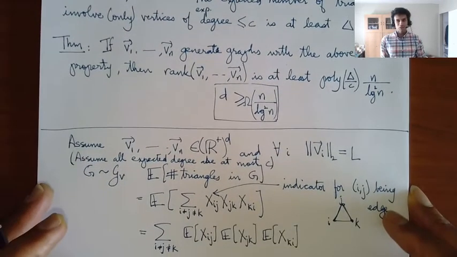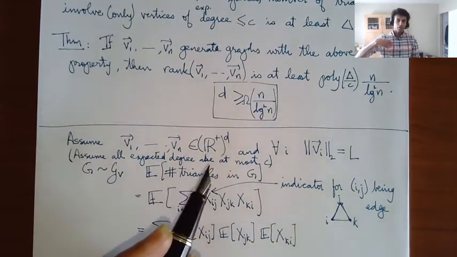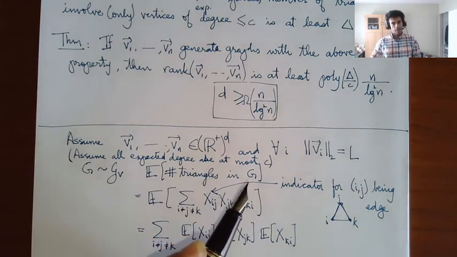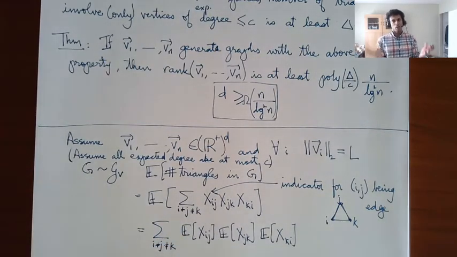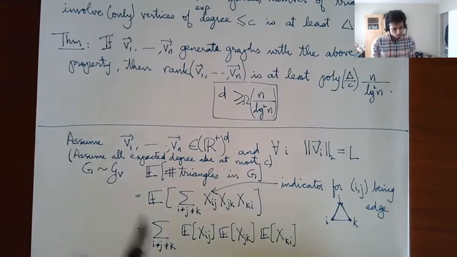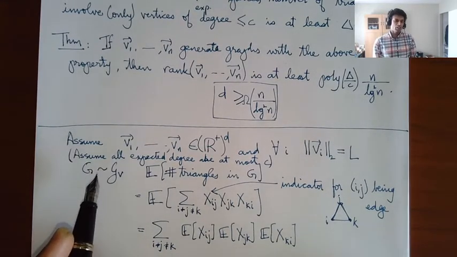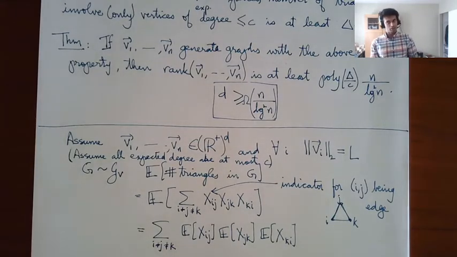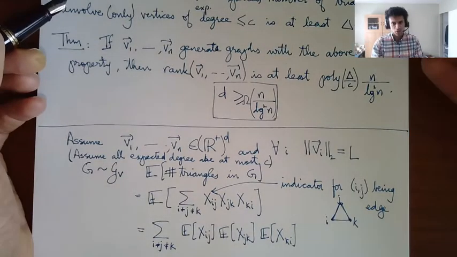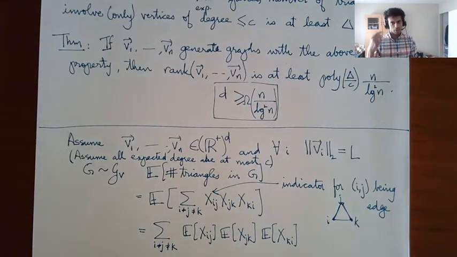So I can throw away any vertex whose expected degree is more than C, and I'll only be left with vertices whose expected degree is at most C. I will still have lots of triangles. I'm abusing notation here: what I mean by G is technically the induced subgraph on vertices of expected degree at most C. This is a technicality and doesn't really affect the proof; it's just easier to imagine that all vertices have constant degree. So you throw away the high degree vertices because you're interested only in triangles involving low degree vertices.